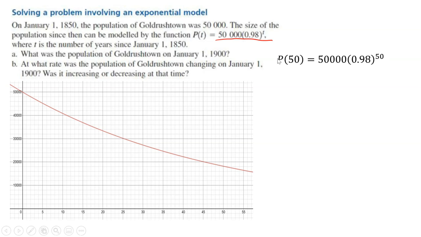Why 50? Because 50 is the number of years since 1850, right? We're talking about 1900. Just simply put 50 into the function, and that gives us this many people. So the town started off with 50,000 people. 50 years later, you're down to 18,000 people. Oh dear, right? Clearly, it's a town that's shrinking in terms of its population over time.